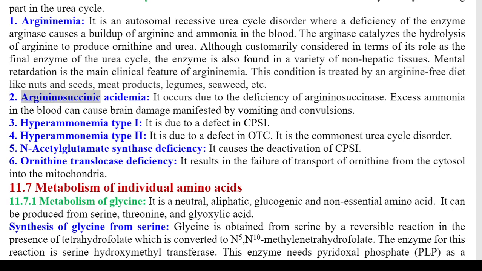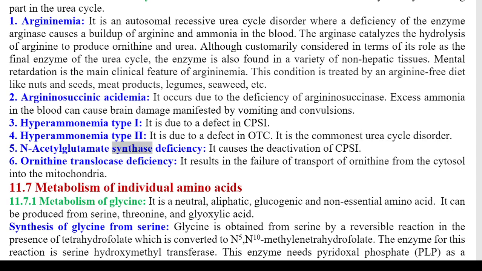2. Argininosuccinic acidemia. It occurs due to the deficiency of argininosuccinase. Excess ammonia in the blood can cause brain damage manifested by vomiting and convulsions. 3. Hyperammonemia type 1. It is due to a defect in CPSI. 4. Hyperammonemia type 2. It is due to a defect in OTC. It is the commonest urea cycle disorder.